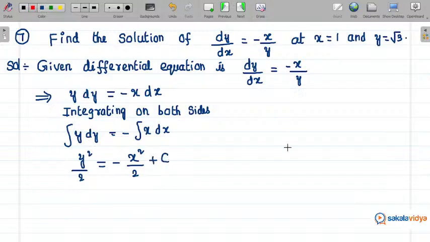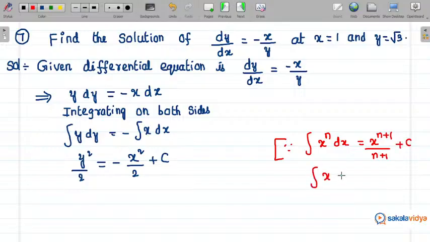See, here we have the concept. What is the concept? Integral of x to the power of n dx is equal to x to the power of n plus 1 by n plus 1 plus constant of integration. So, integral of x dx means here n is equal to 1. So, x to the power of 1 plus 1 is 2, so x square by 2 plus constant of integration. Similarly, integral of y dy is also y square by 2.